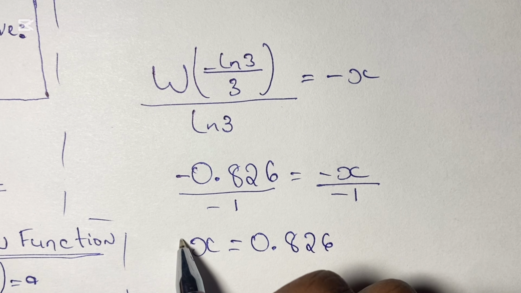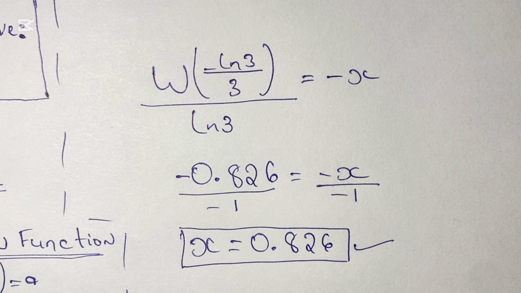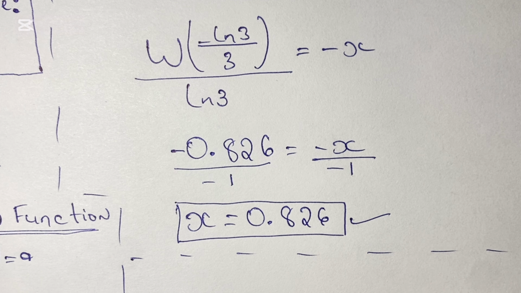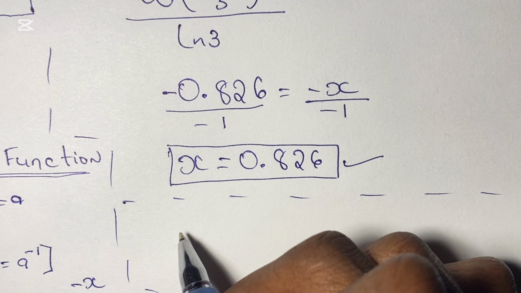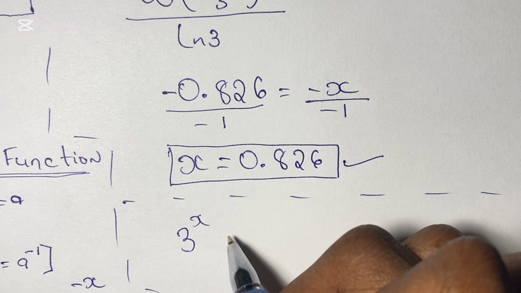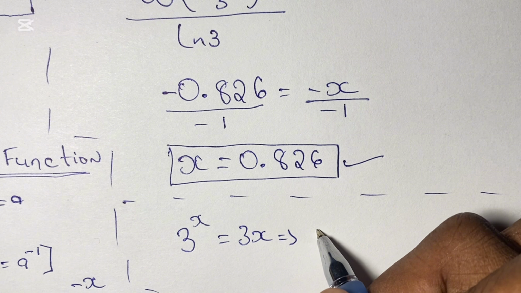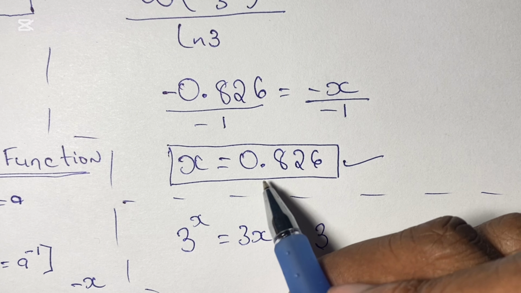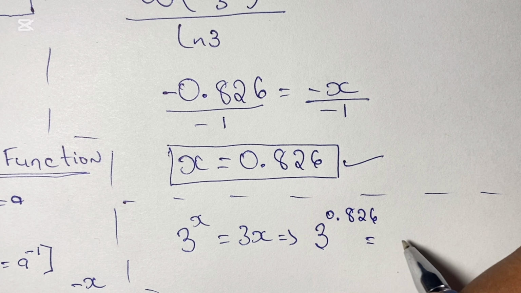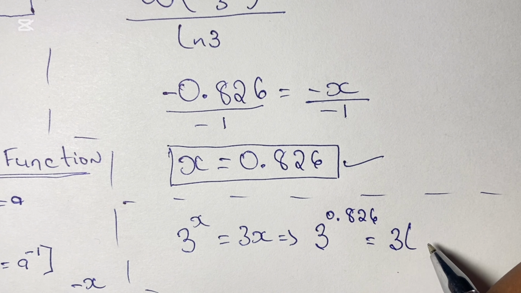Now what we can do from here is plug in this value of x into our original equation just to verify that this is correct. So our original equation is that we have 3 to the power of x is equal to 3 times x. Now since we found the value of x, we can therefore write this as 3 to the power of 0.826 is equal to 3 times 0.826.